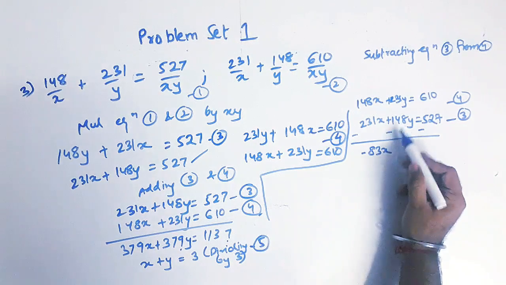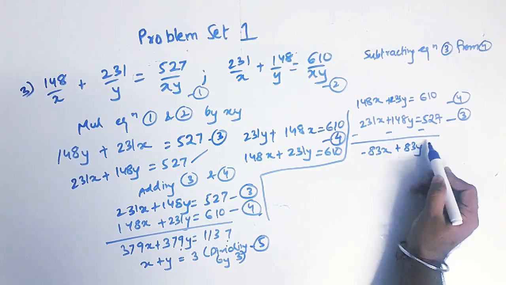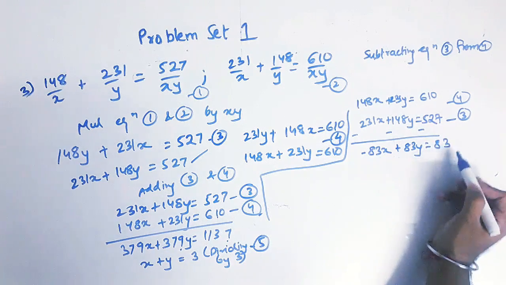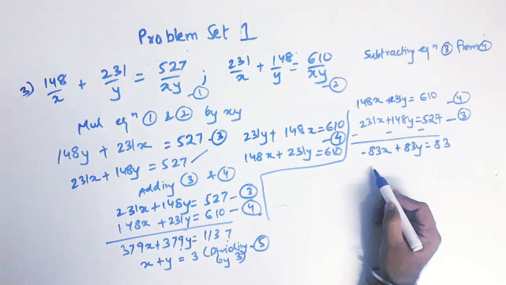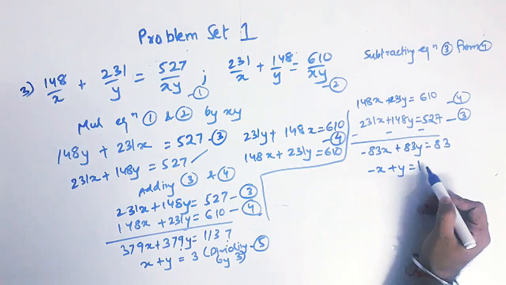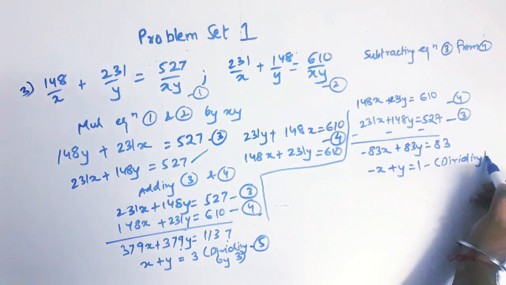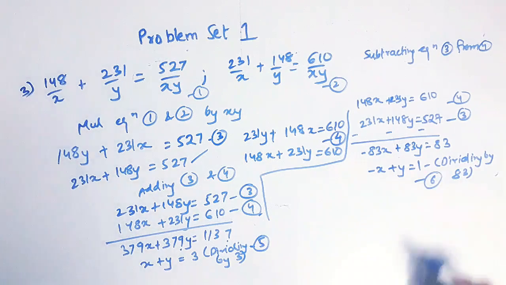Okay, and here it will be plus 83y equals to how much? This will be also 83. So simple, I'll divide this by 83 to get minus x plus y equals to 1. It is dividing by 83. Got a new equation, equation number 6.